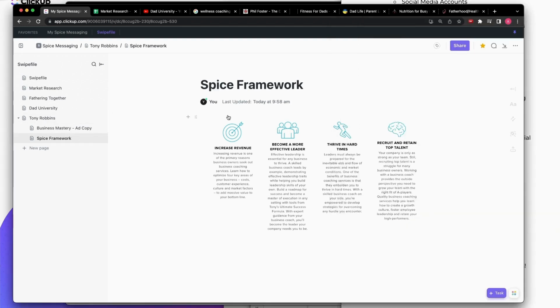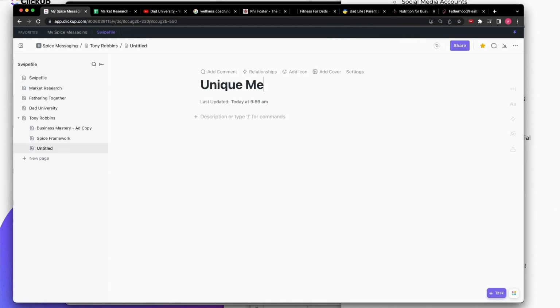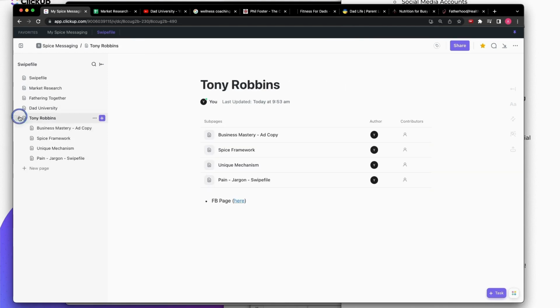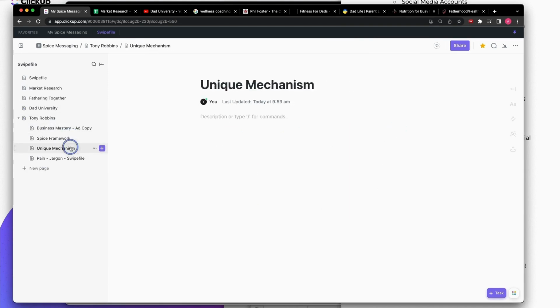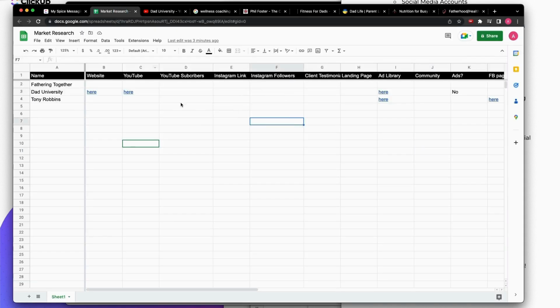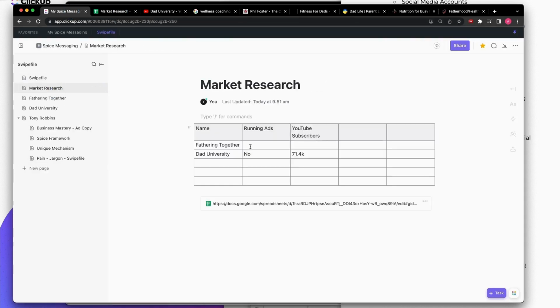So I might add on here, let's say I find something that's unique mechanism related from Tony Robbins specifically. I might find something that is pain related, pain jargon, swipe file, something like that. But again, it's all under Tony Robbins. This is the reason why we like ClickUp documents for this purpose, because it keeps everything nice and organized with multiple documents underneath here. And then you can also use Google Sheets for this, so you have your Google Sheets linked underneath your market research. That way you can pull from over there.